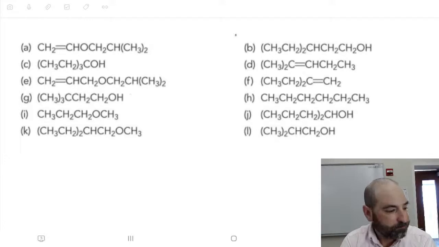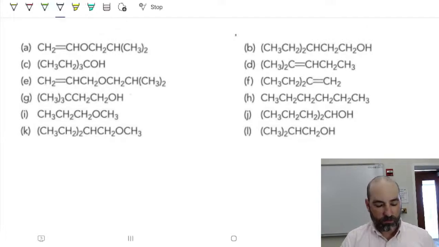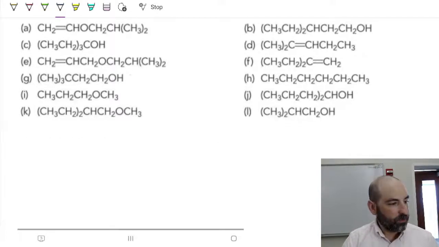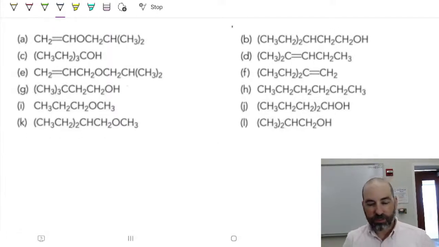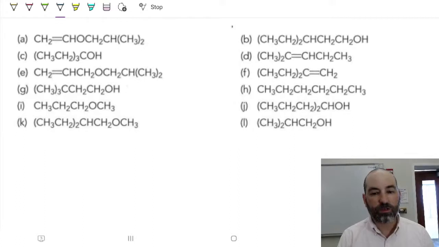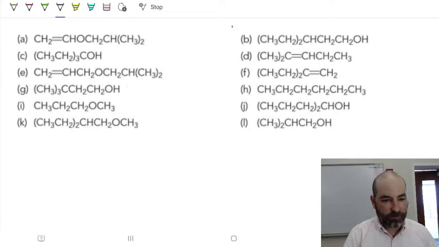The reason that we want to do this first is because you definitely want to have some facility with this before going to the new line structure. So we're going to start with, again, our condensed structures from yesterday, and then we'll move into the line structures. All right, so let's try one of these.